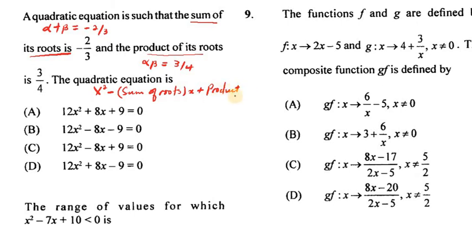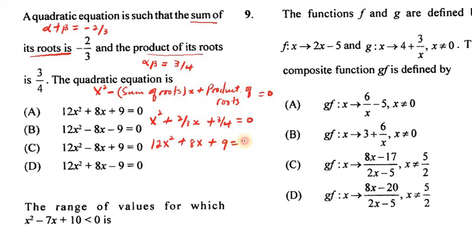Product of roots, and this is equal to 0. Let us put in the values now. x squared, well, minus 2/3 is x squared plus 2/3 of x plus 3/4 is equal to 0. Simplifying further, now we end up with 12x squared plus 4 by 3 12, so 4 by 2 8x plus 3 3s are 9 is equal to 0.